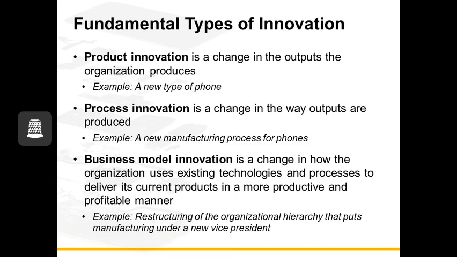Okay, and then finally, we have a business model innovation. And a business model innovation is a change in how we use our existing technologies and our existing processes to deliver our current products in a more productive and profitable manner. So, for example, maybe we restructure our organization. Maybe we change the hierarchy and we put manufacturing under a new vice president. Maybe previously we were organized based upon geography and now we organize based upon product line. These are the types of things that we're talking about when we refer to a business model innovation.